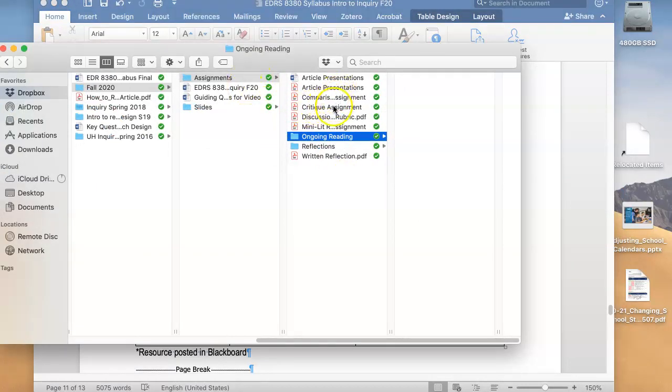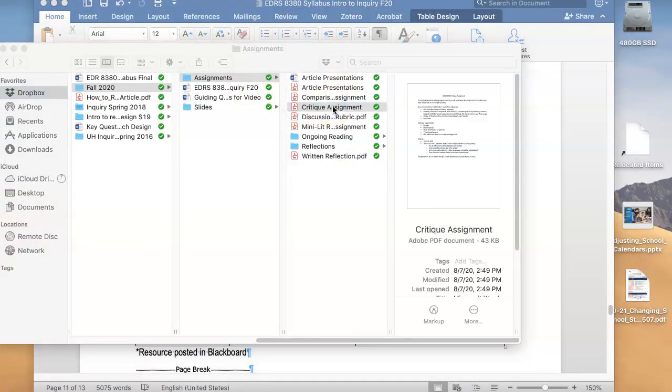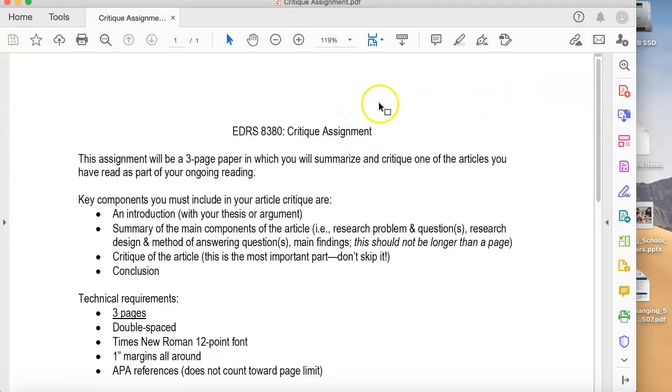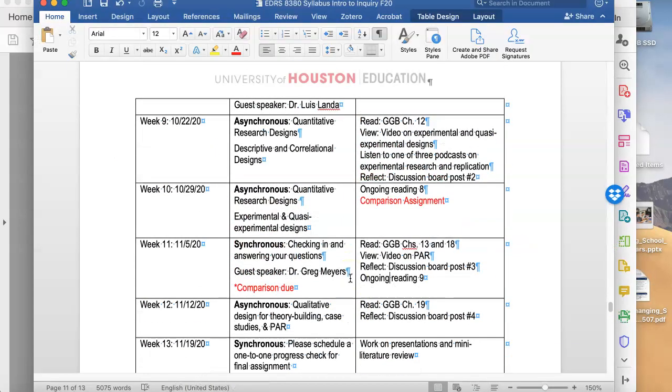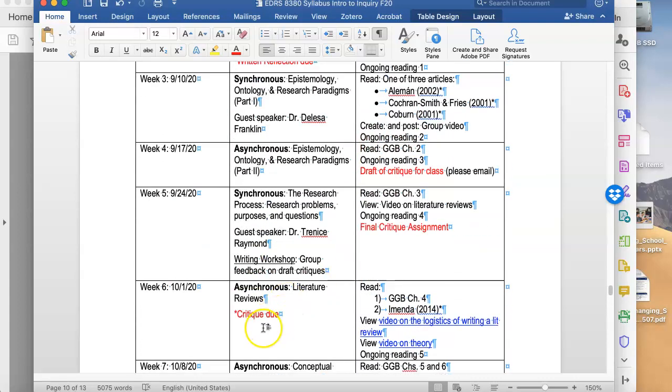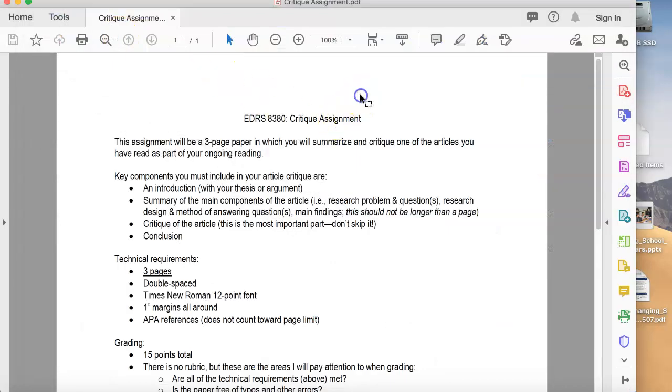So we have our first assignment relating to this literature review, and the research that you're reading is a critique. This is a 3-page paper in which you summarize and critique one of the articles you've read as part of this ongoing reading. This is due in week 6. So it comes up pretty quick. By week 6, you will have read 4 articles. You need to pick one of them.